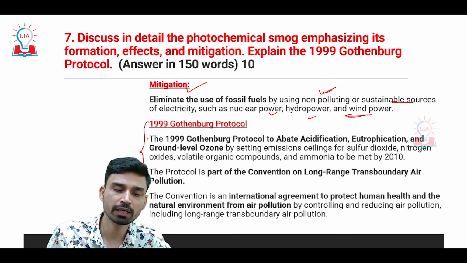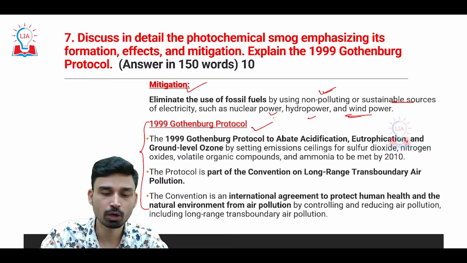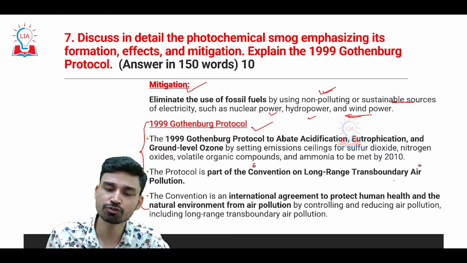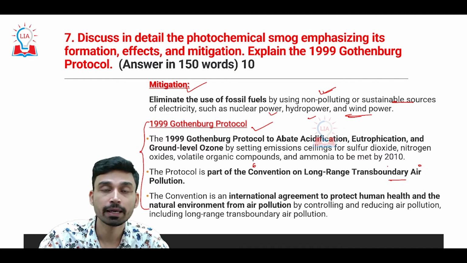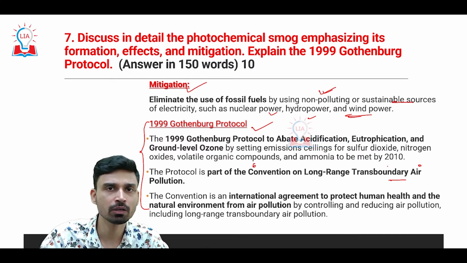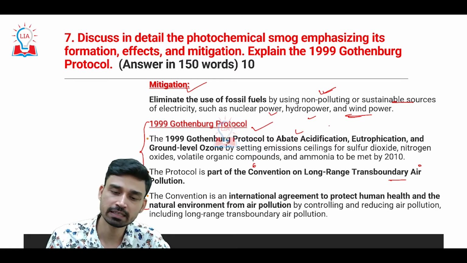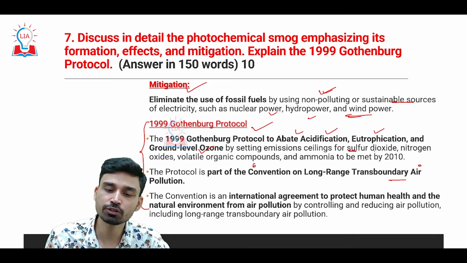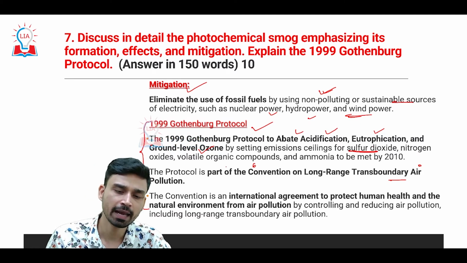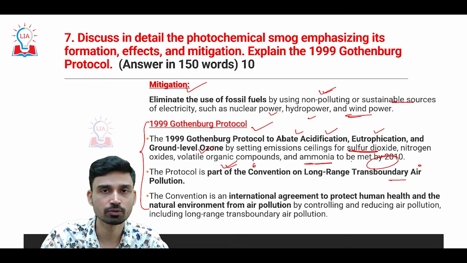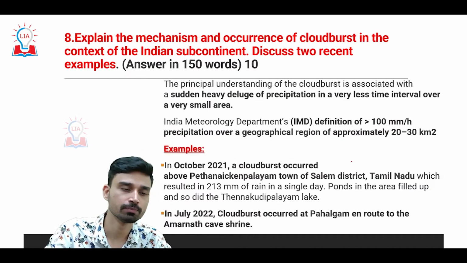And then in the last part of the question, you had to simply explain what the 1999 Gothenburg Protocol is. This protocol is part of the Convention on Long-Range Transboundary Air Pollution. Air pollution of such a kind is not fixed in a particular boundary; it is transboundary in nature. That means it is spread over a large area. The Gothenburg Protocol tries to abate three processes, that is acidification, eutrophication, and ground-level ozone, by setting emission ceilings for sulfur dioxide, nitrogen oxides, volatile organic compounds as well as ammonia. This you could have written in the last part of the answer. So that should have been the general structure of this particular question.